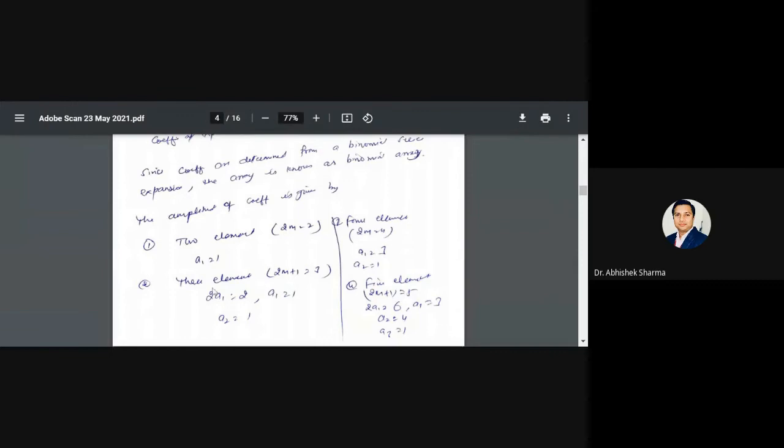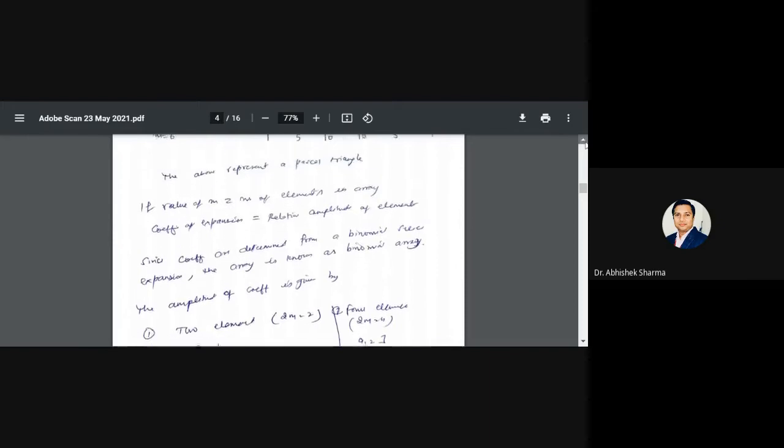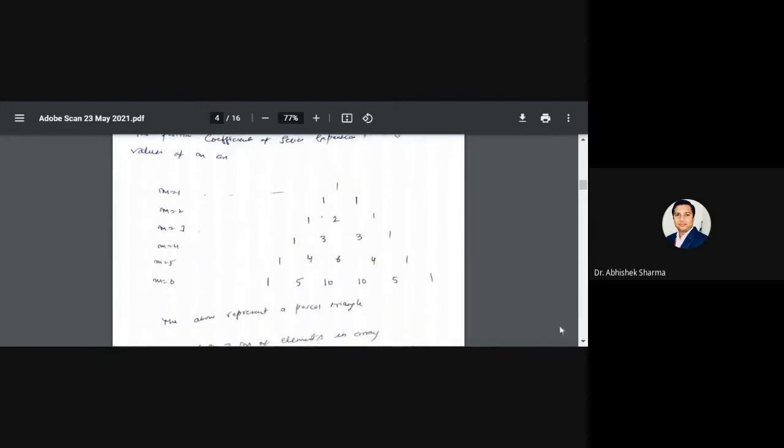If there are 3 elements, then this 2m plus 1 will be equal to 3, and in that case we will consider 2m plus 1 is equal to 3.